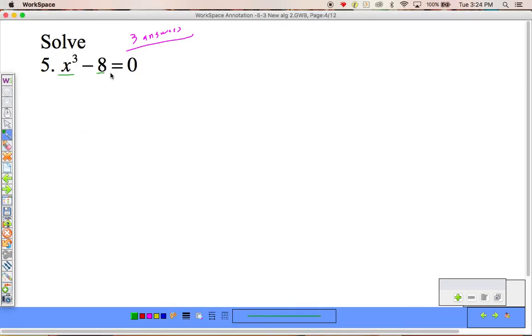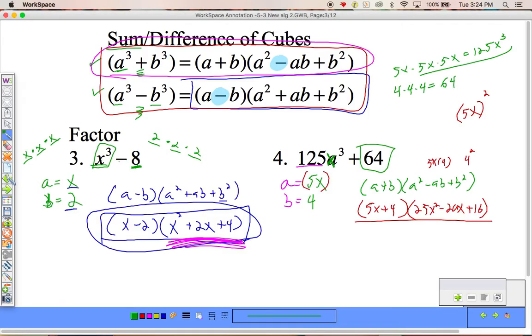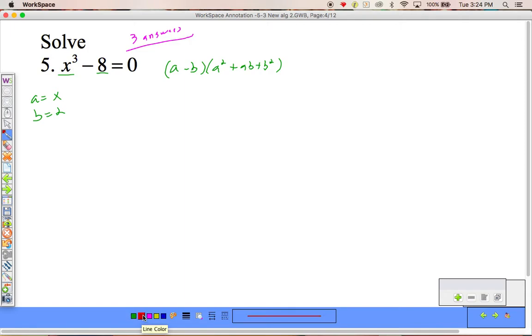All right, this is a difference of cubes. Two perfect cubes separated by a minus sign. So I'm going to say my a value is x, my b value is 2. And wait a minute, yep, that's exactly the same one we did already once. So I'm going to plug it in: x minus 2, x squared plus 2x plus 4 equals 0. So I'm going to have to factor this. We just can't add an 8 and cube root it.